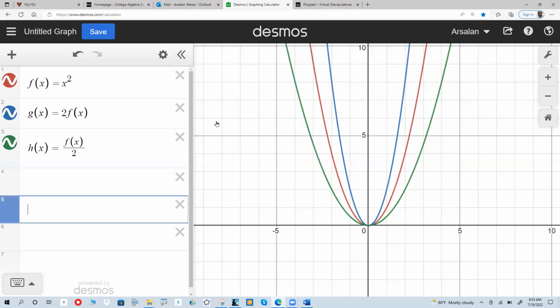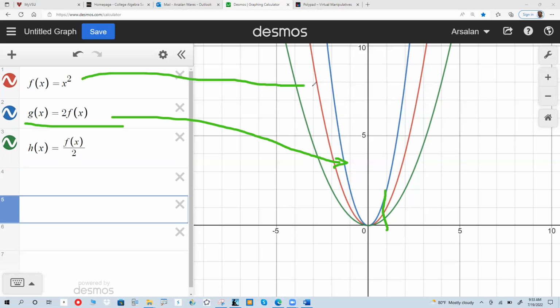Okay, what do we have here, guys? This blue curve is this one. It is called a vertical stretch. It's going up. The red one is the original one. It's called a vertical stretch by a factor of 2. This green one is called a vertical shrinkage by a factor of 2. Shrinkage means getting closer and closer to the x-axis. Now, the benefit of writing your f of x here is this.